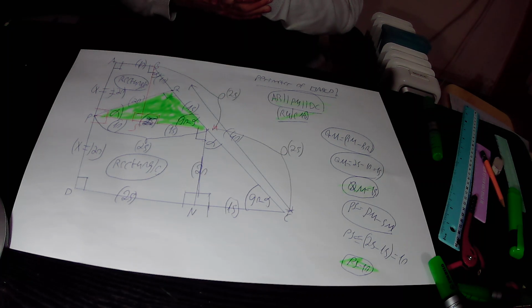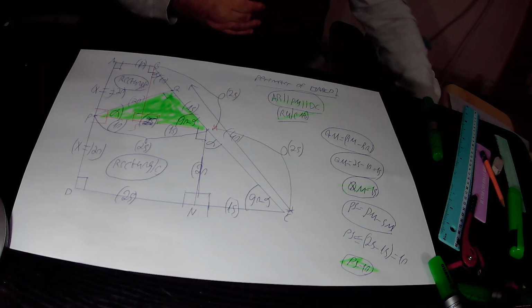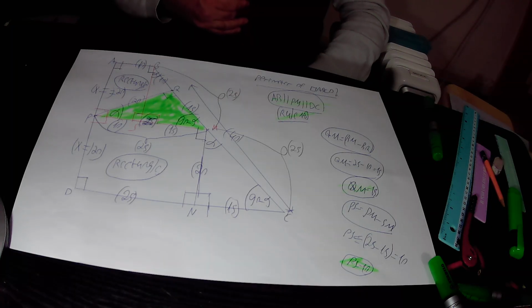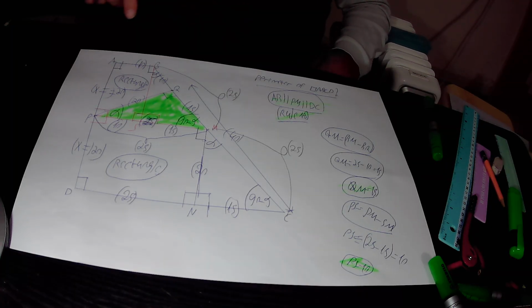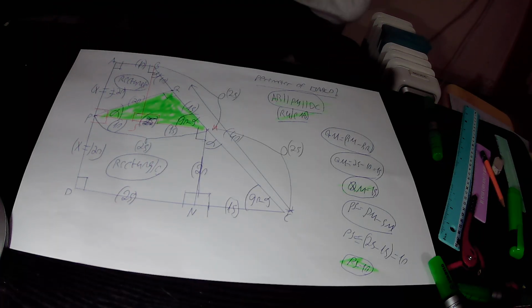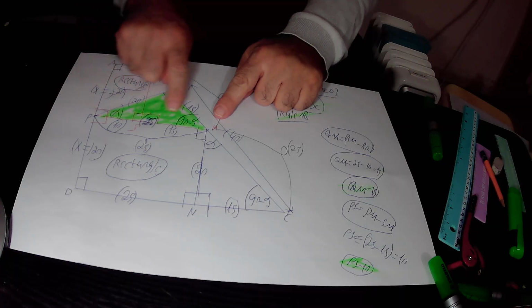So here we can implement the trapezoid mid-segment theorem on our drawing. But again, this is trapezoid ABCD. What is the definition of this line segment PM? This is line segment PM.